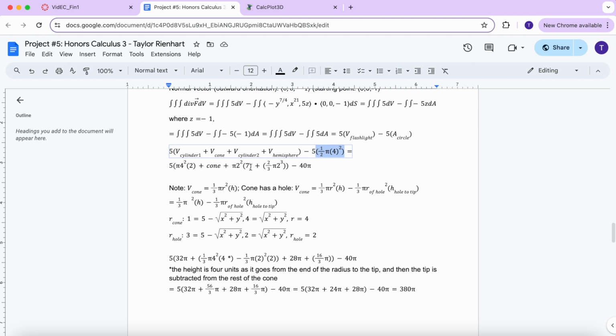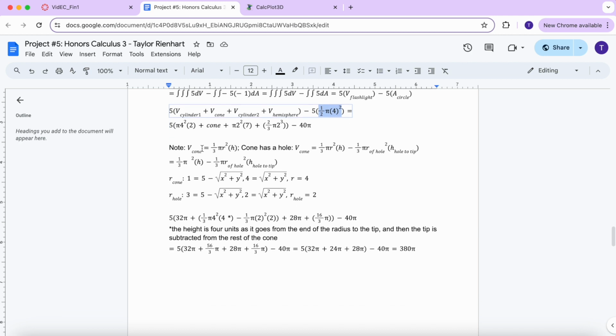Note that a hemisphere is 2/3 times the rest of the formula, whereas the volume of a sphere is 4/3, because we are looking at the top half of a sphere, which is our hemisphere. Additionally, we have already solved for the area, 5 times the area of our circle, which is 8 pi, 4 squared being 16 divided by 2 is 8 times pi, and that times 5 is 40 pi.